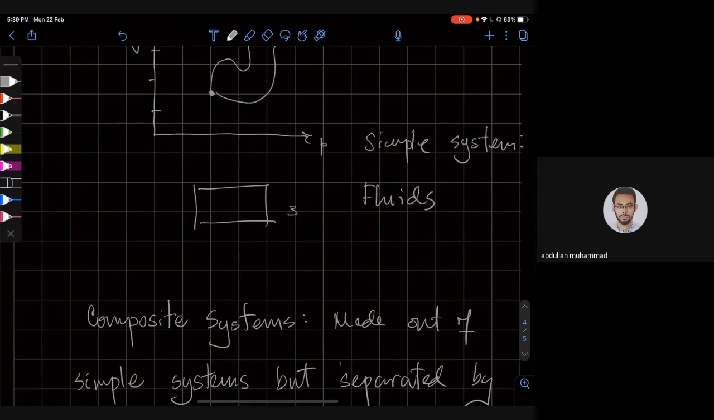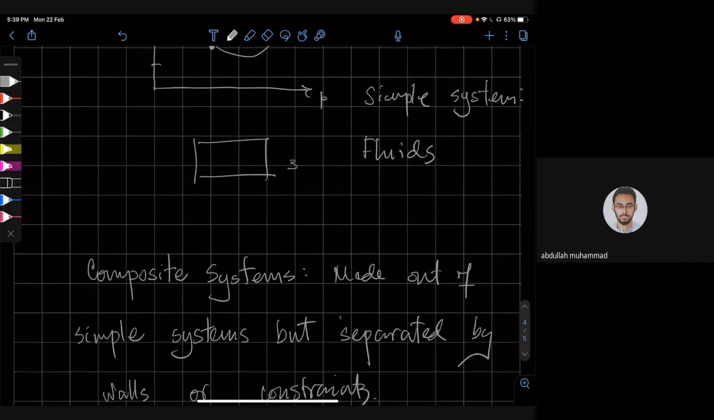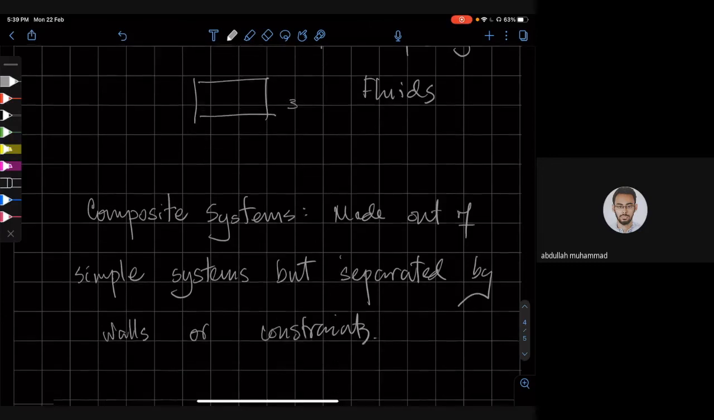There are other examples of simple systems, such as a magnet. Now, we will be using fluids, meaning most of the time we'll be using gases. Gases are very easily compressible, whereas liquids usually aren't. Well, water isn't, but yeah.